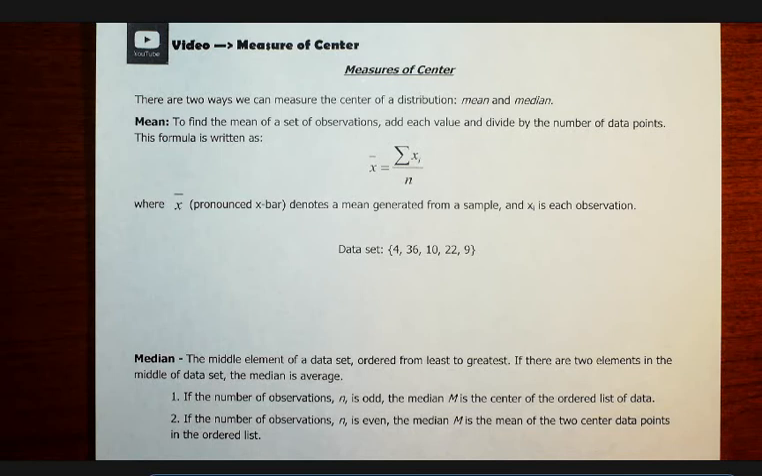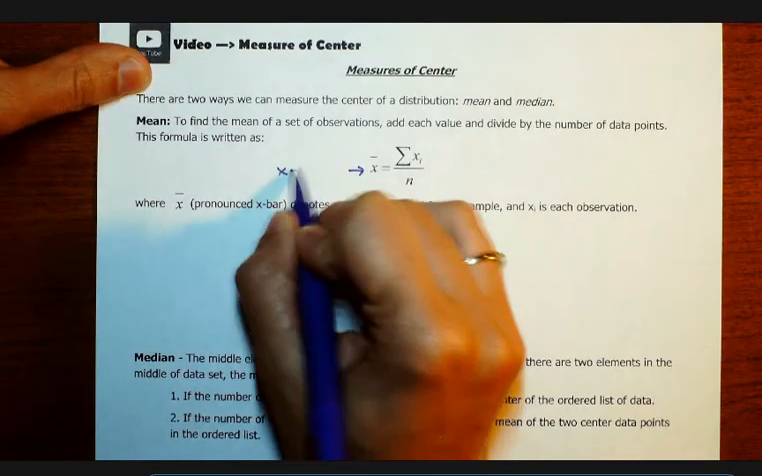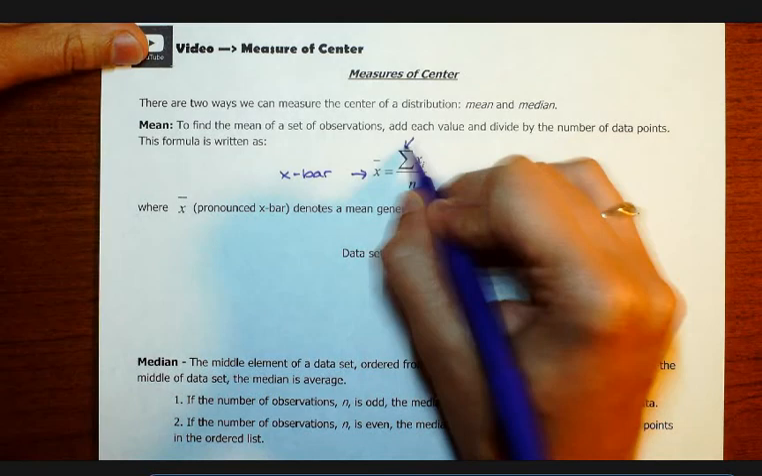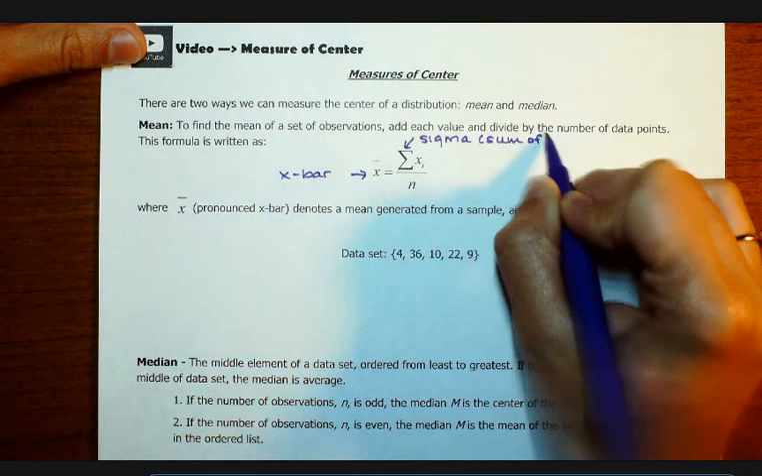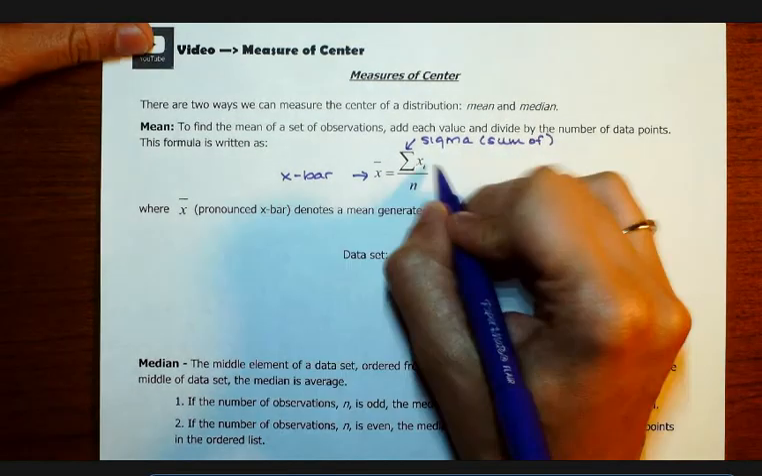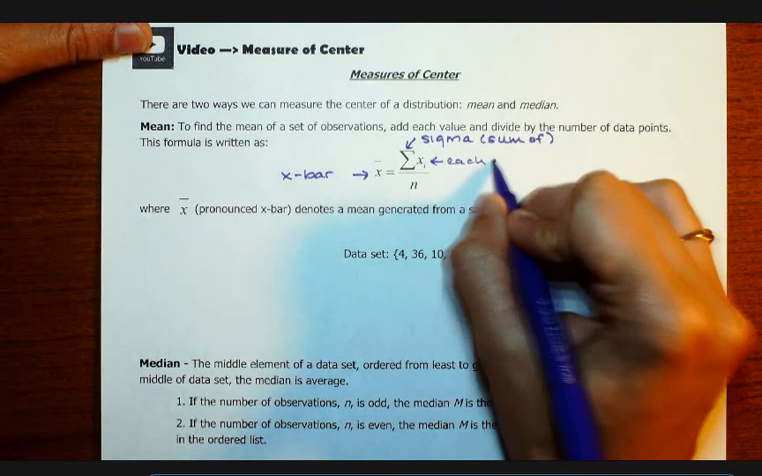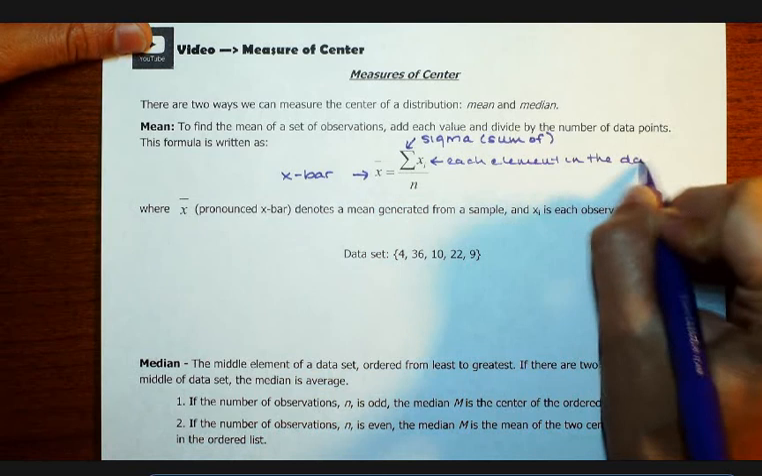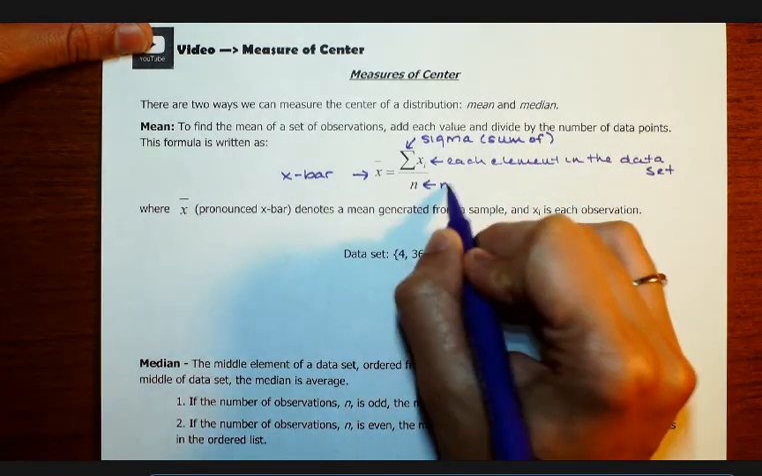The formula looks like this. This symbol right here is called x bar. X bar is the symbol that we use to represent the average for a sample. The little symbol right here is called sigma. It represents the sum of a set of data. Here we call this x sub i. X sub i represents each element in the data set. And then finally, our variable n represents the number of elements in the data set.